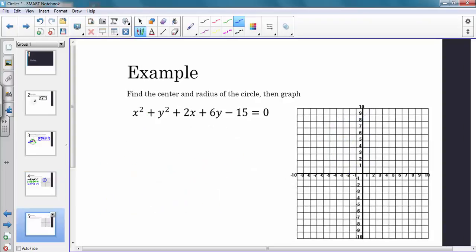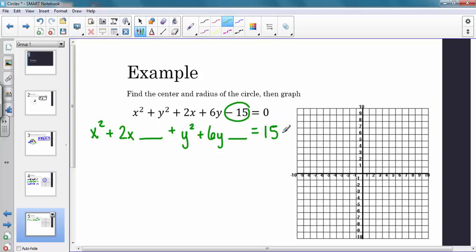Here's our last example. Again, it asks us to find the center and radius of the circle and then graph it. However, our last example is in general form, so we must complete the square in order to get it into standard form. The first thing I'm going to do is rewrite it with all of my x's together. So I have x squared plus 2x, and I'm going to leave a blank for myself in order to complete the square. And then all my y's together, y squared plus 6y, again leaving a blank to complete the square. Then I'm going to move this -15 over to the other side, so that gives me a +15.